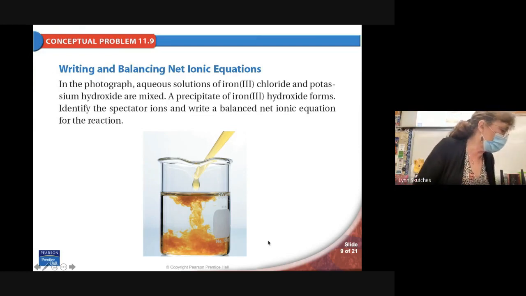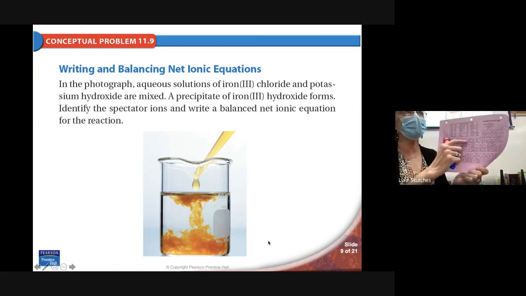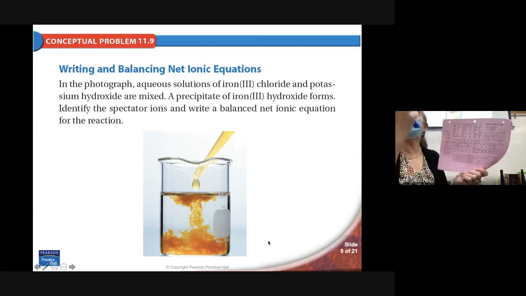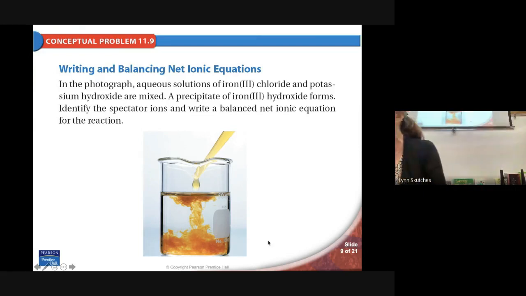What does the Roman numeral 3 mean? So, Haley, what's it mean? It's the charge, right on. So it's a metal and it's plus 3. So remember, iron is a transition metal. It could be plus 2, it could be plus 3. This one's the plus 3 one. That means it lost 3 electrons.